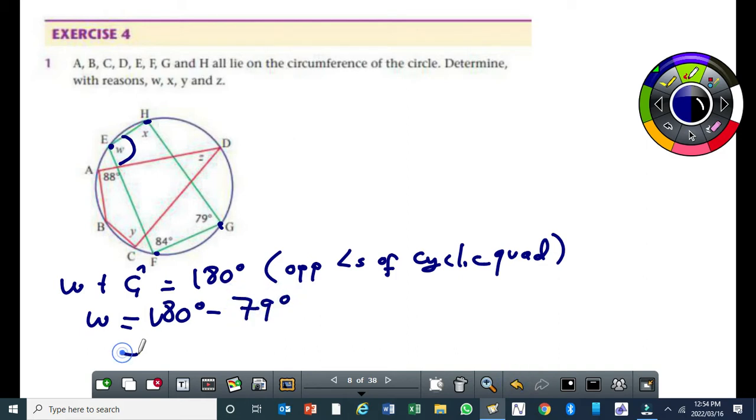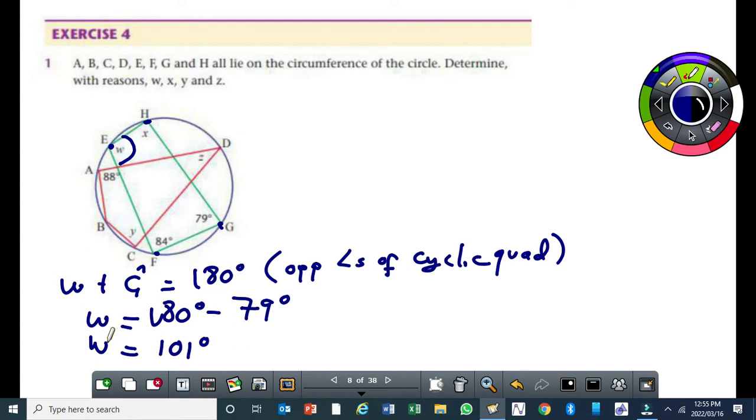Right? Your answer that you get here is going to be 101 degrees. The angle is obtuse. So that's the first part. Please take note of the reason that I wrote: opposite angles of a cyclic quadrilateral.